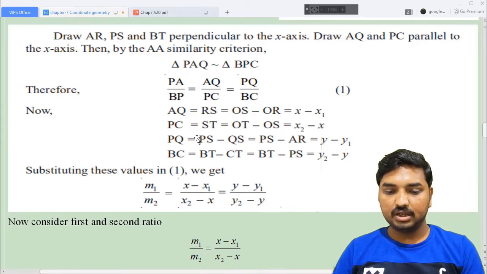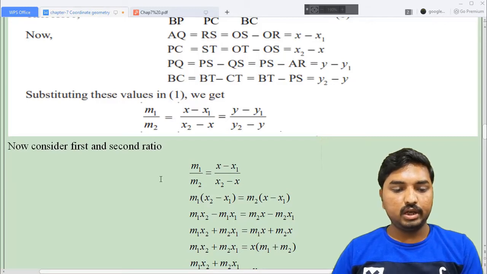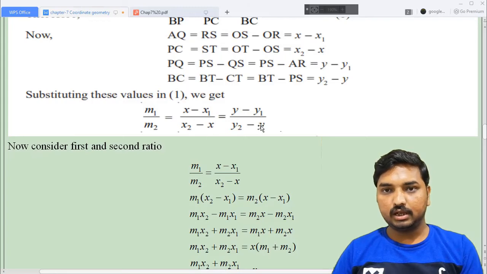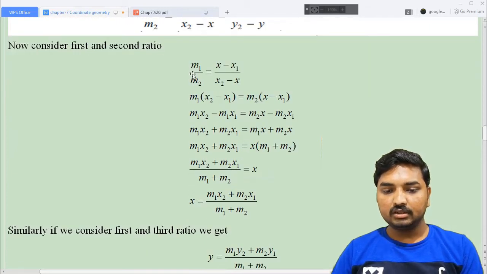So now you need to substitute these four values in this ratio. If you substitute, you will get like this. After that I'm going to consider the first and second ratio. This is the first ratio, second ratio, third ratio. Considering the first and second ratio, M1 by M2 is equal to x minus x1 divided by x2 minus x. Now consider the simplification. Cross multiply, it will become M1 of x2 minus x, is equal to M2 of x minus x1. Then multiplying, it will become M1 x2 minus M1 x, and here M2 x minus M2 x1.